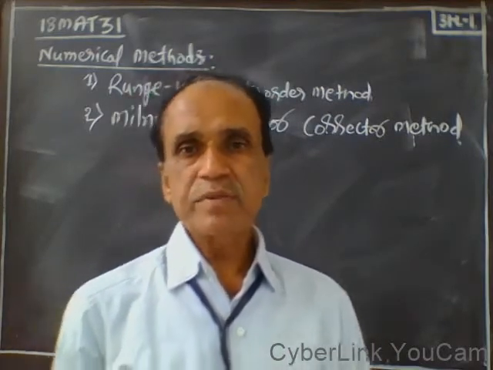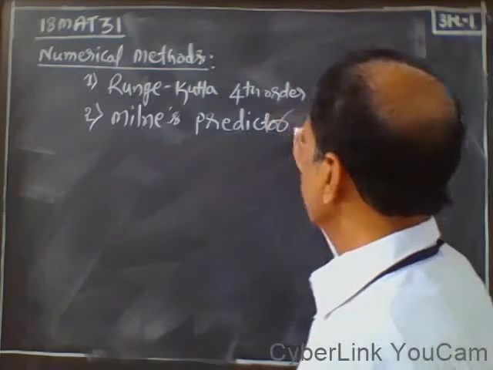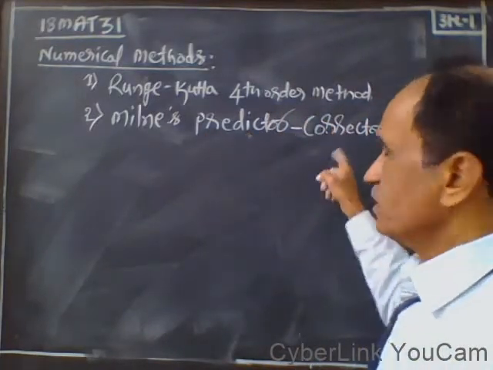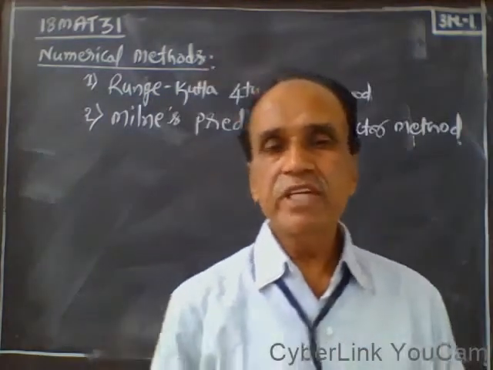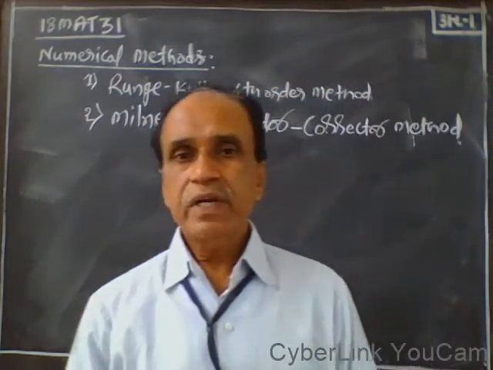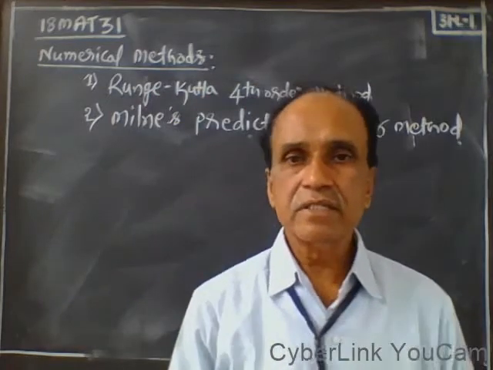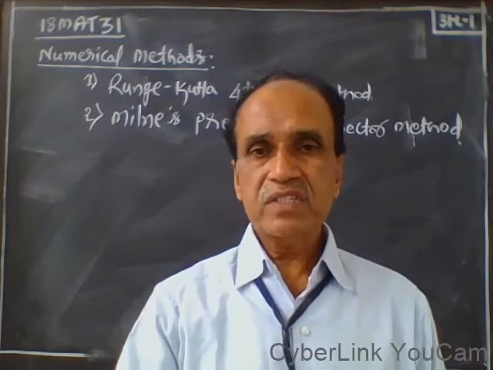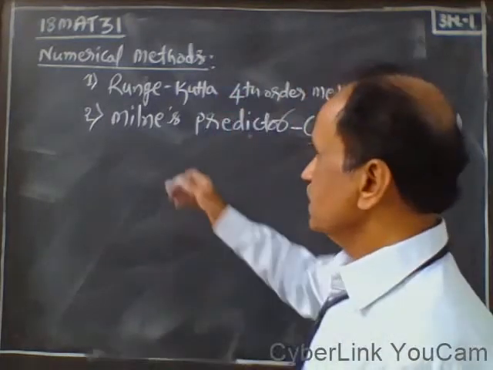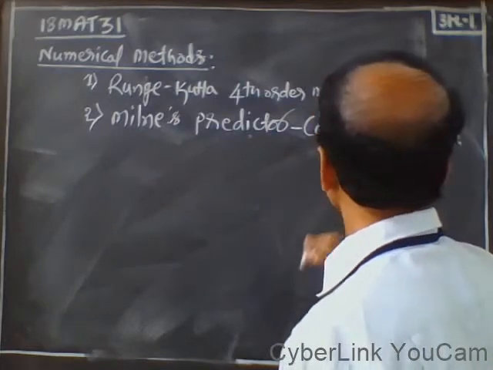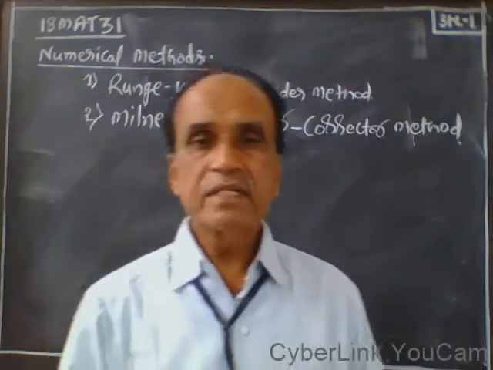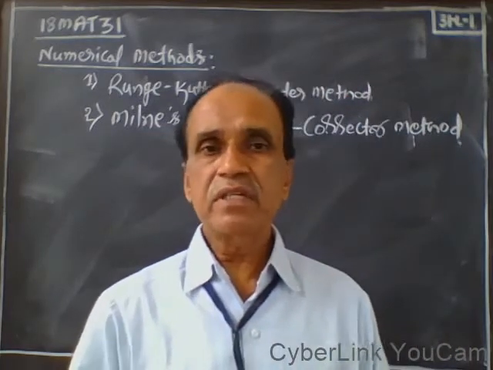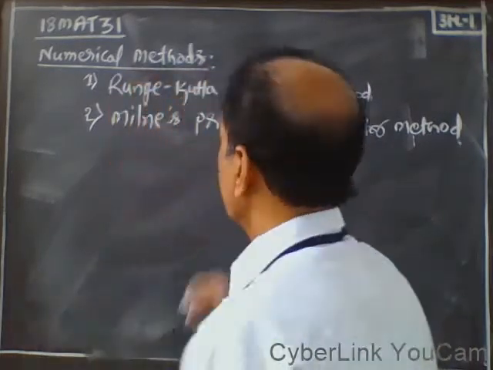Similarly, Milne's predictor corrector method is called a PC method. First we predict the value, and afterwards we correct that value, so that finally we call it the corrected value. We can repeat the application of the corrector formula step by step up to the desired degree of accuracy, that is, the number of decimal places we require, and that will be the final value we can take.